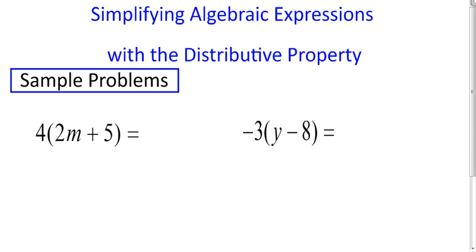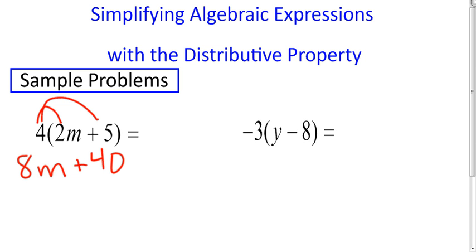Then we could look at a couple sample problems where we simplify these using the distributive property. Again, it's not a bad idea to show that you're going to multiply 4 by both of these, because a common mistake is multiplying 4 by one of those terms but not the other. 4 times 2m is 8m. 4 times 5 is 40. This 5 is positive, this 4 is positive, so the 40 is positive. So it's 8m plus 40.